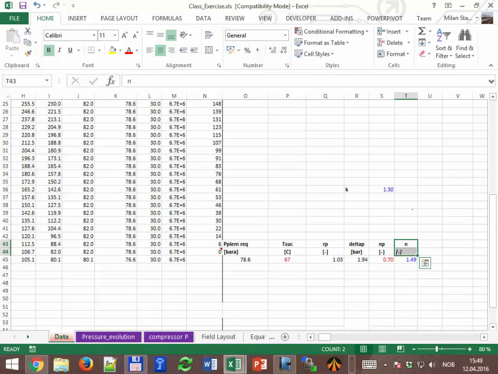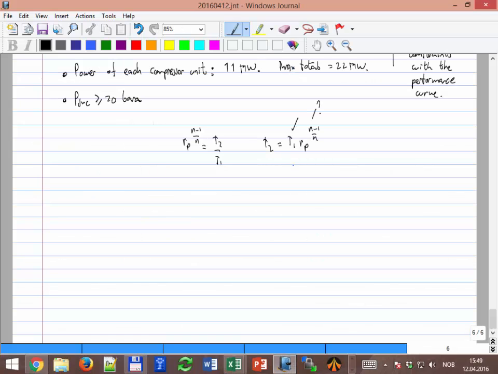Next step, temperature. Let's calculate the temperature at the discharge. The temperature at the discharge has to be in Celsius, but in this equation it has to be in Kelvin. All the time when we use thermodynamic expressions, to avoid any mistakes, T has to be in absolute units, either Kelvin or Rankine, but it cannot be in Celsius or Fahrenheit.